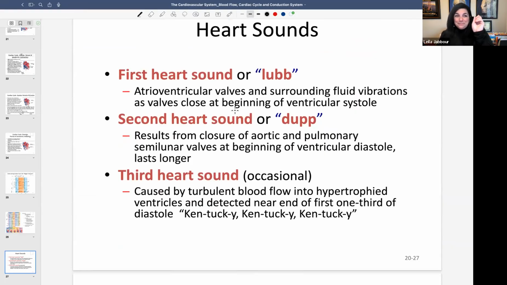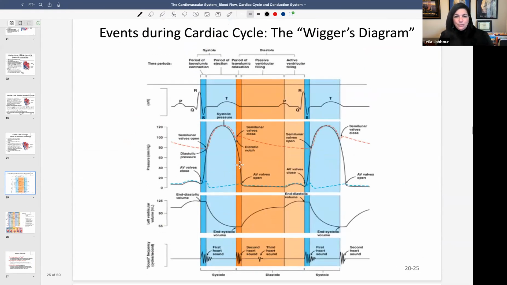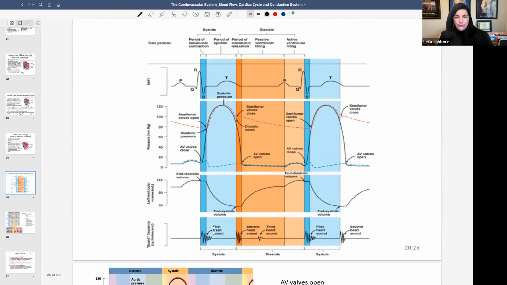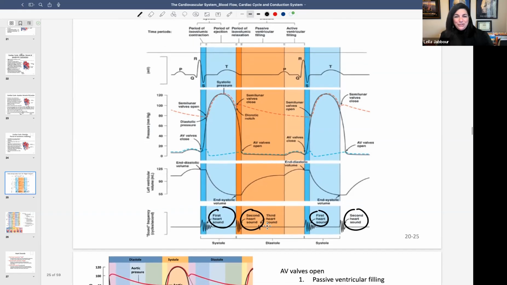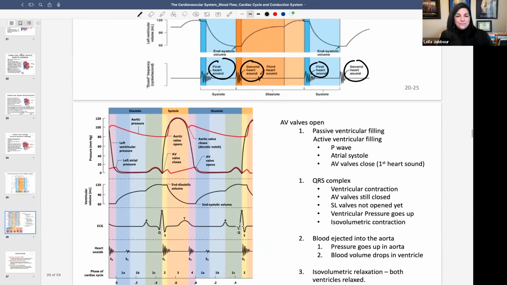That's the first one. And actually, it is on the Wigger's diagram. It shows you here the first heart sound and the second heart sound. And the first heart sound and the second heart sound. This is a little bit of turbulence that's in the aorta that you can hear as a third heart sound, but we're going to stick to first and second.